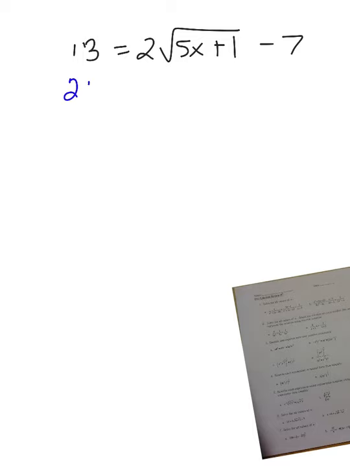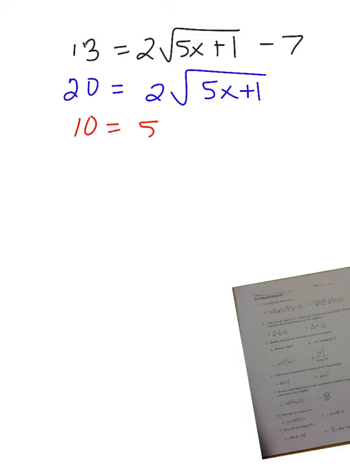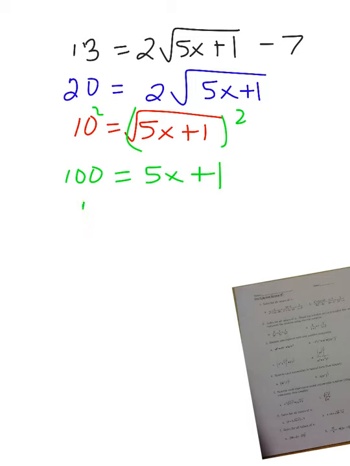So 6a is 13 equals 2 the square root of 5x plus 1 minus 7. I'm going to add 7 to both sides, so I get 20 equals 2 the square root of 5x plus 1. I'll divide both sides by 2. I get 10 equals the square root of 5x plus 1. To get rid of the square root, you square both sides. So I get 100 equals 5x plus 1. 99 equals 5x. X is equal to 99/5.